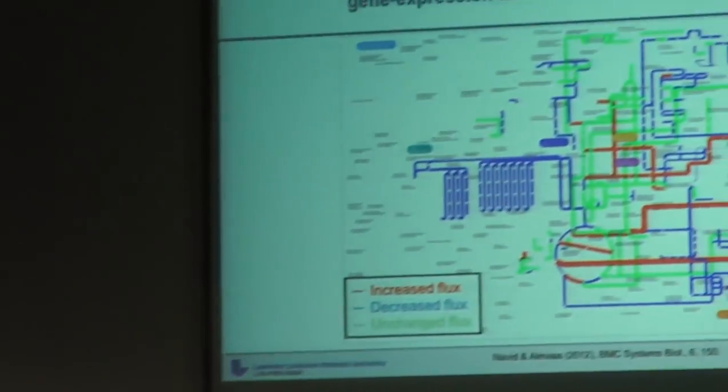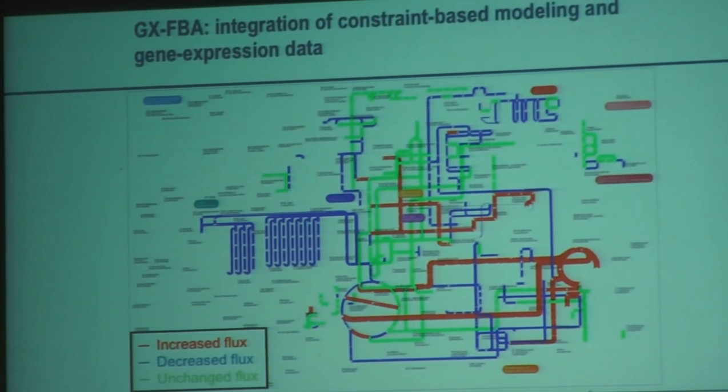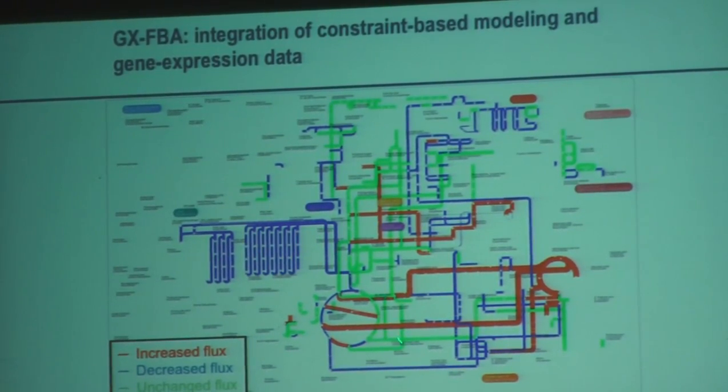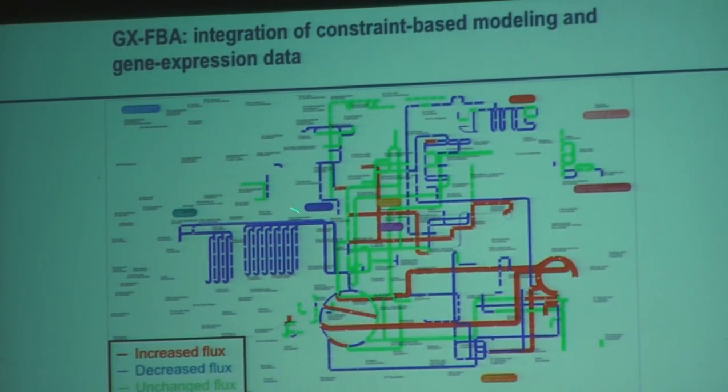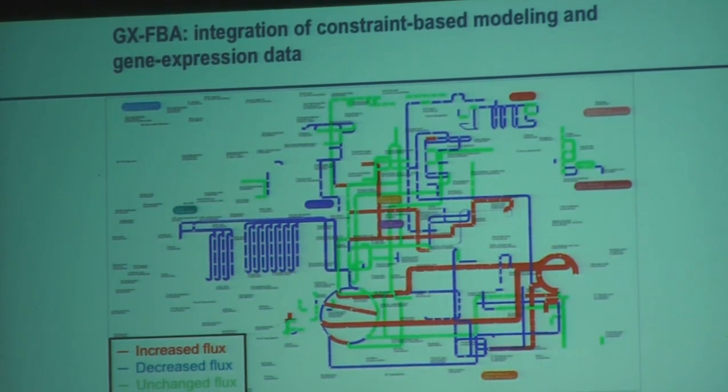The result you see here is when we simulated metabolism in Yersinia pestis after it was treated with an antibiotic. And here you see those pathways which were upregulated, the big fat red ones here. Obviously, these are important for the organism. Those that were downregulated, the blue ones, and those which were not changed at all.